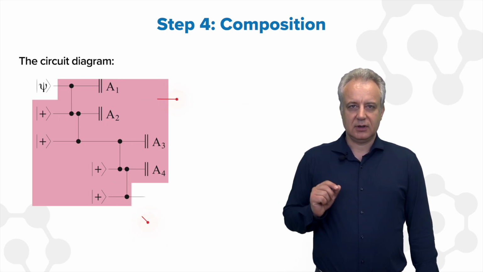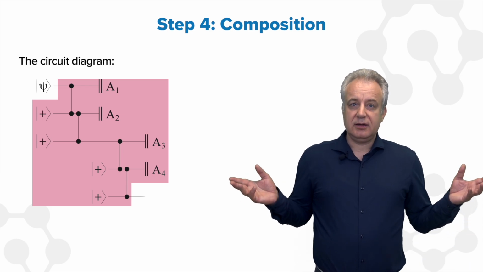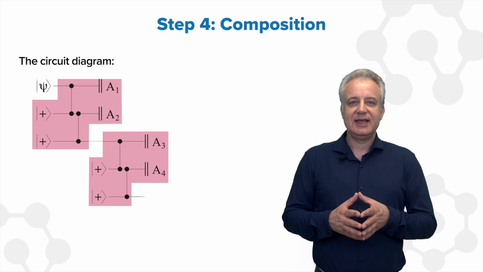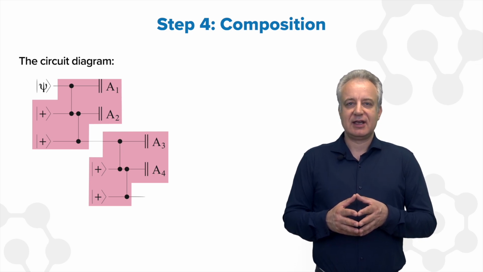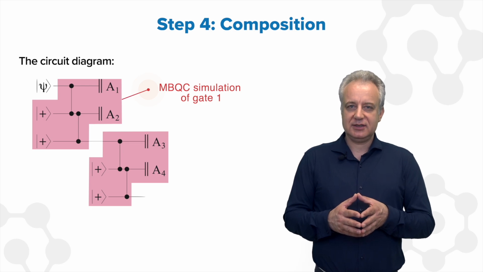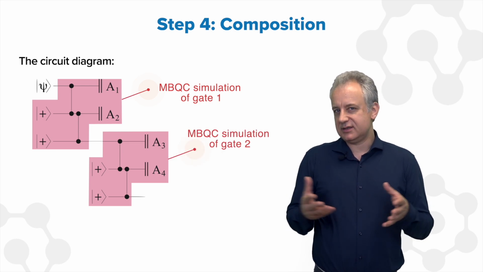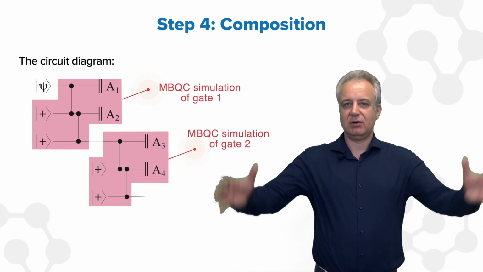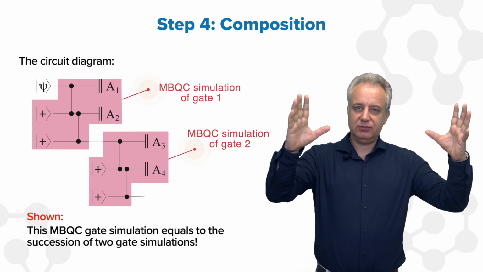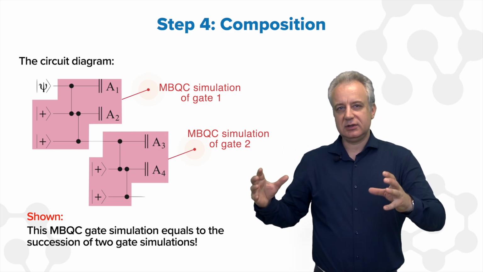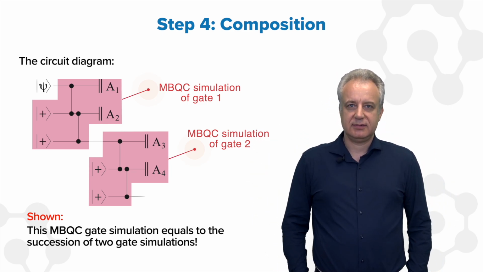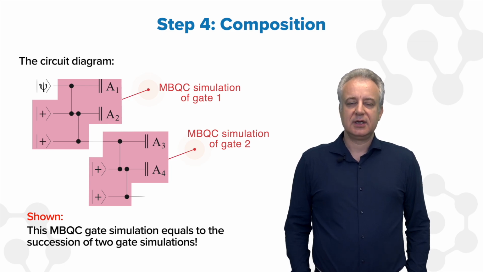Okay, and so now you just regroup these operations and find that you have this upper left block. This is one of the gate simulations, and you have the lower right block, and it's the other gate simulation. So the gate simulation of the 2 gates combined equals the succession of 2 gate simulations. So that proves composition.